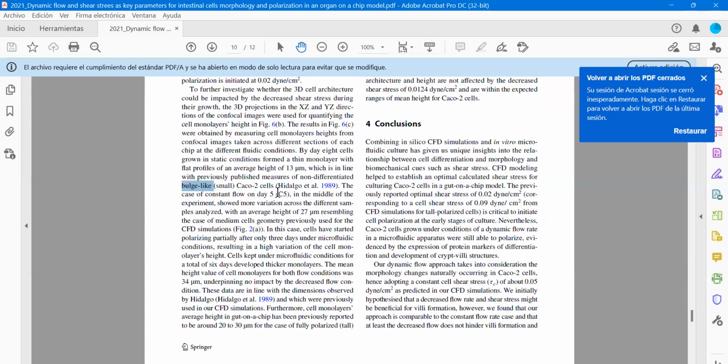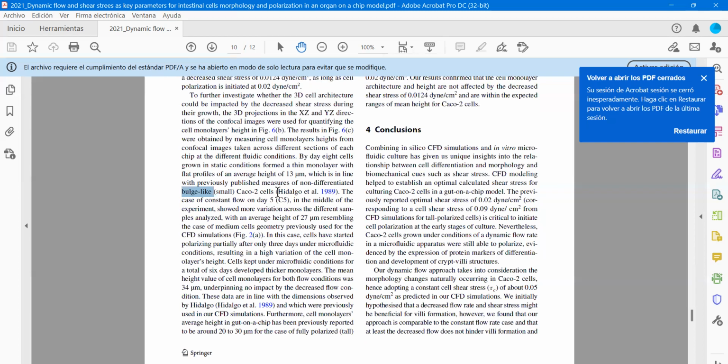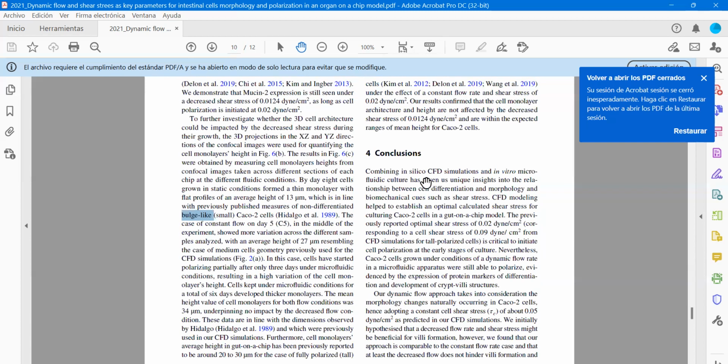And this is why they combined these simulations and in vitro microfluidic culture, and they were able to model and establish this optimal shear stress for this cell line in this gut-on-a-chip model.